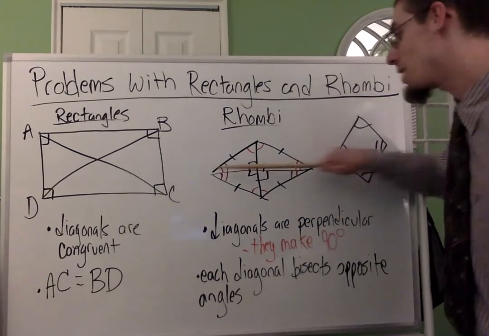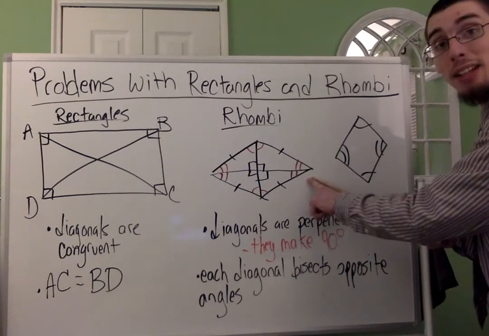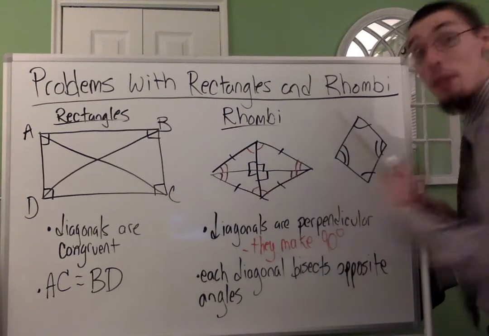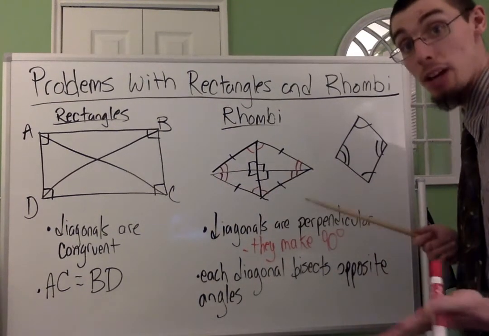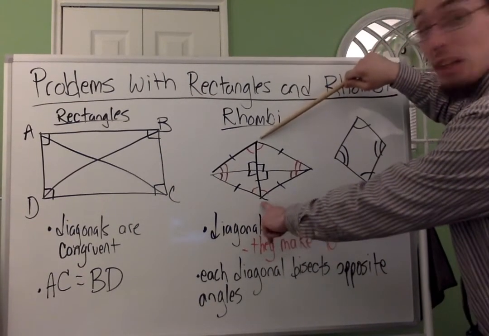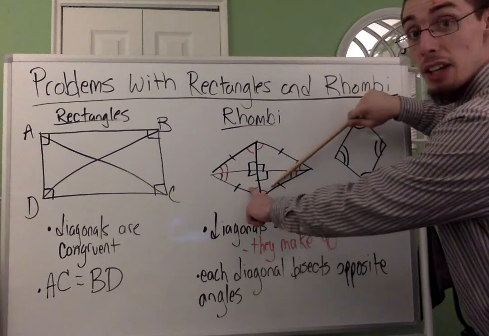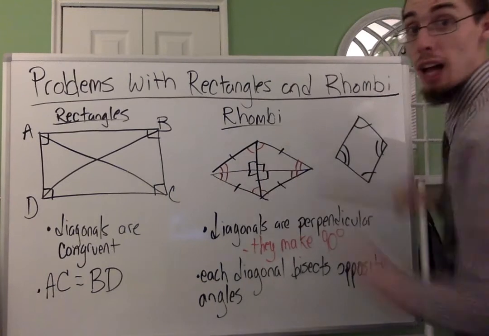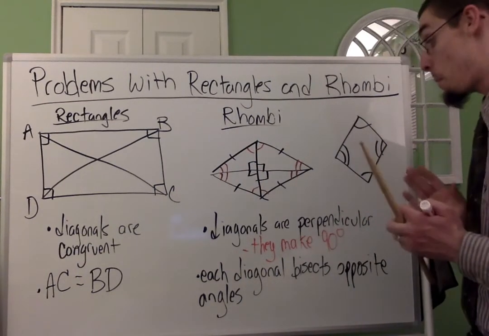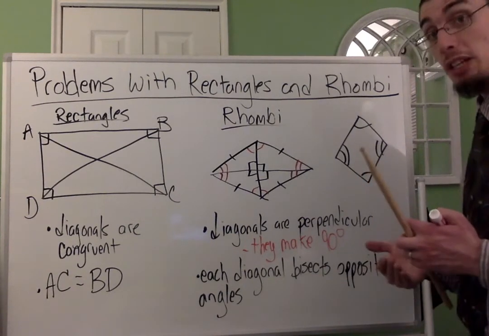Because the diagonal is bisecting this angle. It's also bisecting this angle. And these two angles are the same, so when they're cut in half, they'd still be the same, right? Similar concept here. This angle and this angle are equal. When you cut them in half, you'd still get two equal angles. And basically, that's all the information that you need for the assignments.